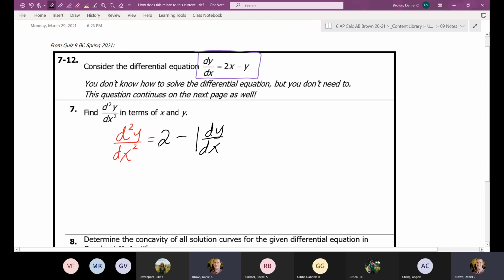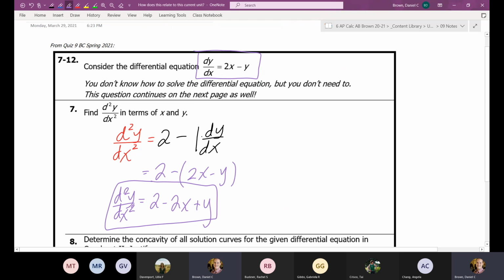And of course, you could have just left off the 1 part. We want it in terms of x and y. Right now, that is in terms of dx and dy. So plugging in what dy/dx is equal to, we have 2 minus dy/dx. That's fine. I'm going to go ahead and get rid of my parentheses by distributing it across. And so my second derivative is that expression.